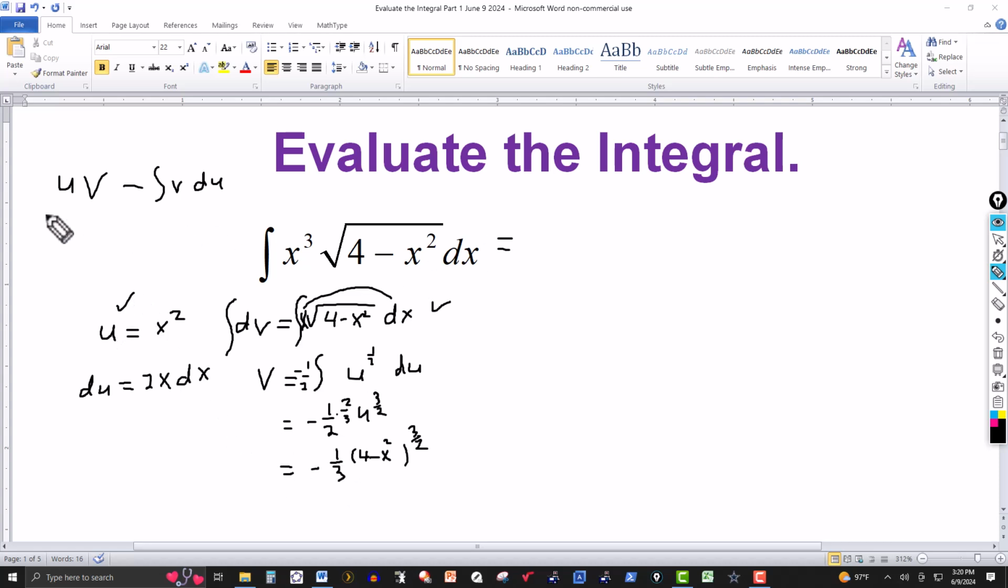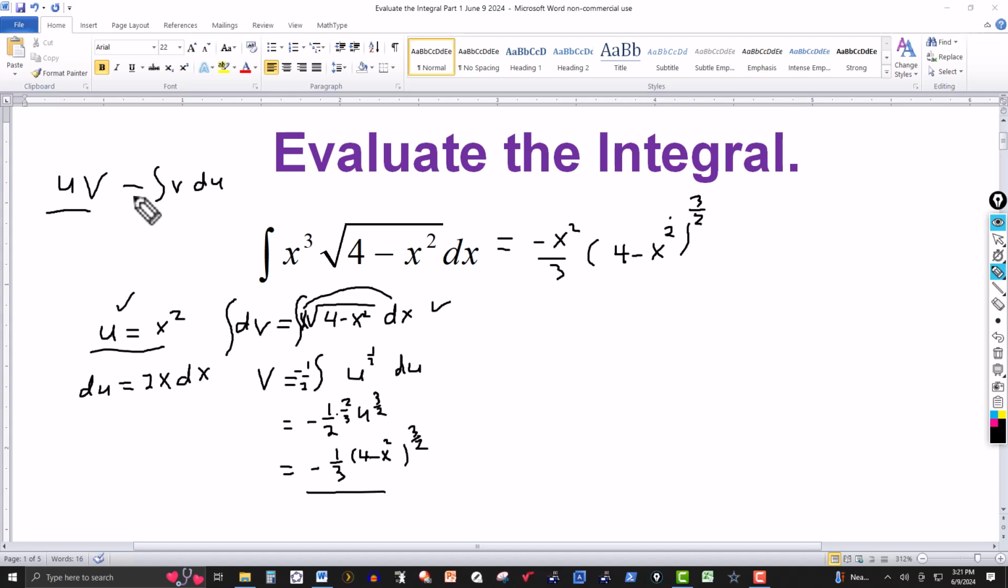So the first part, right here, uv, that's the first part of the answer. I take whatever u is, and that's x squared, multiplied by the v. So it's going to be minus x squared over 3. Again, that's u, and then what we got for v, 4 minus x squared to the 3/2 power.